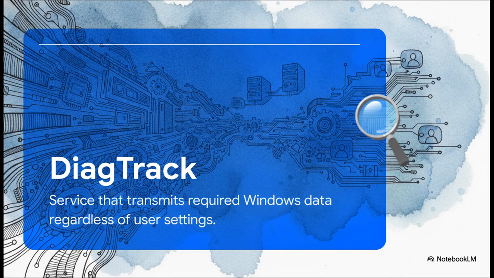Enter DiagTrack. Formally, it's known as the Connected User Experiences and Telemetry Service, but this underlying daemon is what's really running the show. And the absolute most crucial point here is that DiagTrack operates entirely independently of those user-facing settings we just talked about. Toggling optional diagnostic data to off does absolutely nothing to stop the DiagTrack service from running in the background. It doesn't remove the service, and it certainly doesn't stop your machine's hardware specs or unique identifiers from being beamed out. It is the silent worker that is literally always on the clock.